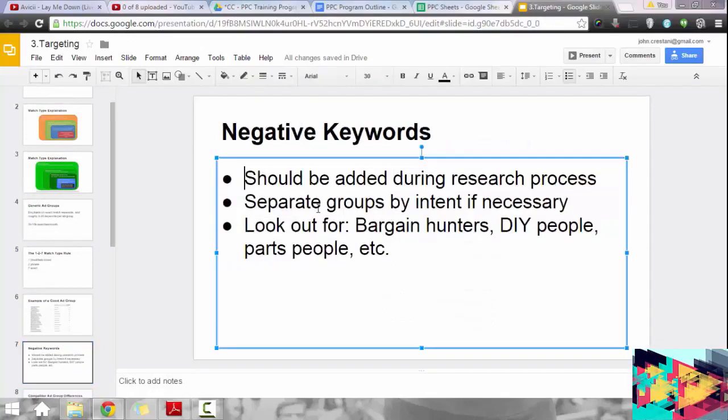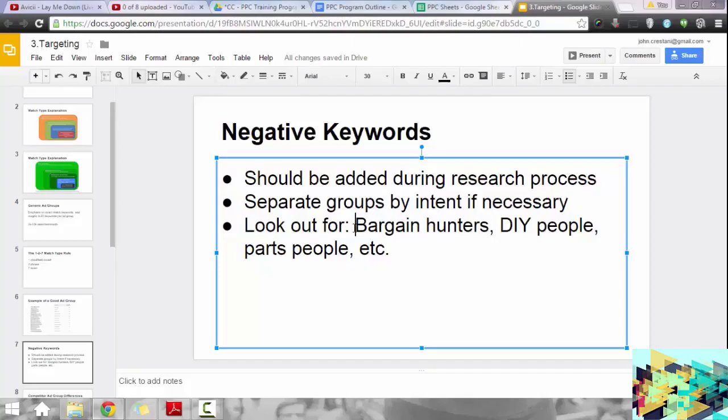Negative keywords. These should be added during the research process, and I'm going to do a live demonstration of the actual building out of a campaign for the 4 different companies we're using as examples: Love Vitamin, Oliver Manufacturing, etc. In the research process, you're going to be going through a lot of data, and you want to separate negative groups by intent if possible. People who are looking for information are different than people looking to do it themselves, and then there are bargain hunters, and then there are people looking for just a part of a specific product.